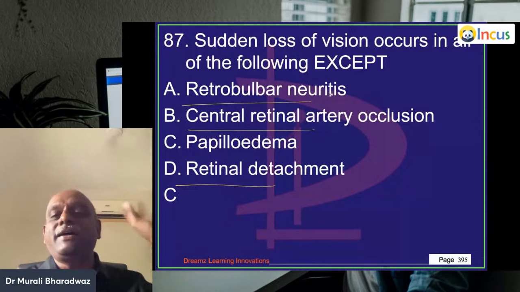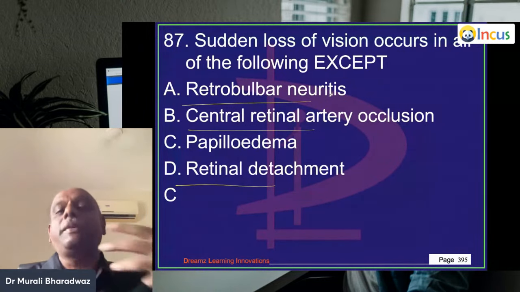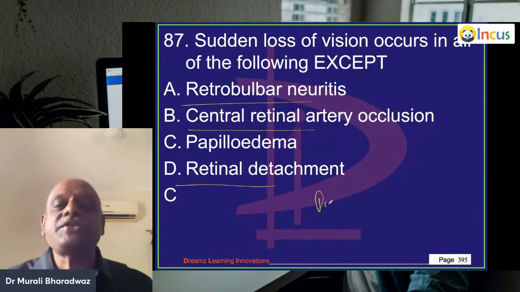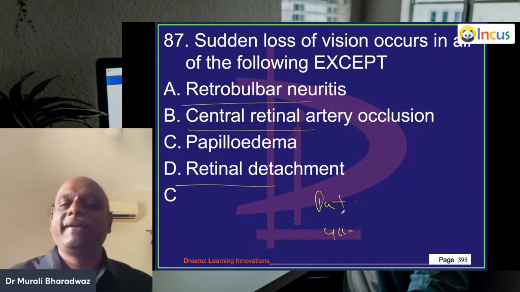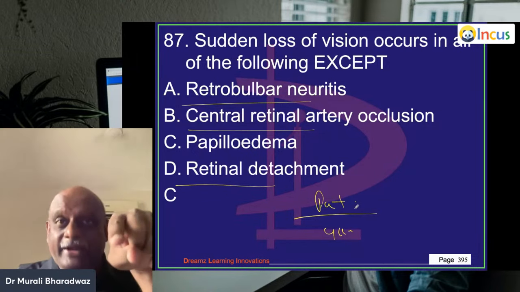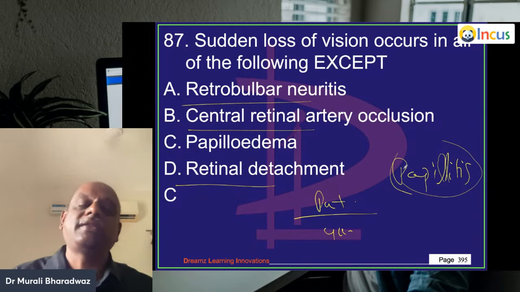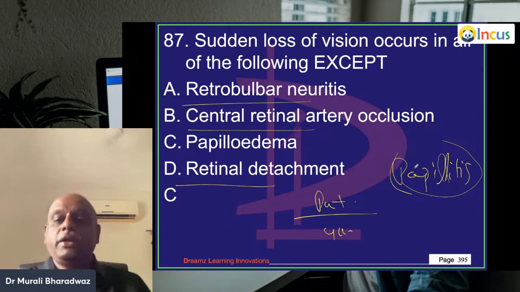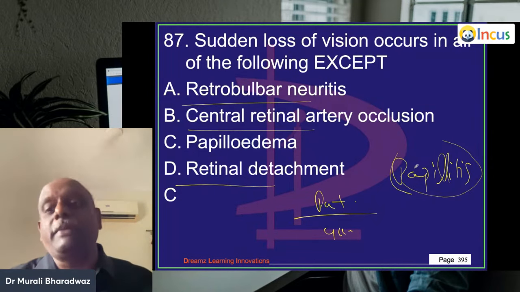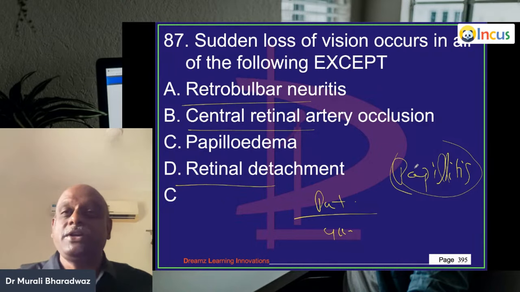In papilledema, you can see, patient can see, that is called papilledema. Patient can't see, you can't see, that is retrobulbar neuritis. You can see, but patient cannot see, that is papillitis. So you should know the three types. Once more, you can't see, patient can't see, that is retrobulbar neuritis. You can see, but patient can't see, papillitis. You can see, patient can see, that is papilledema.